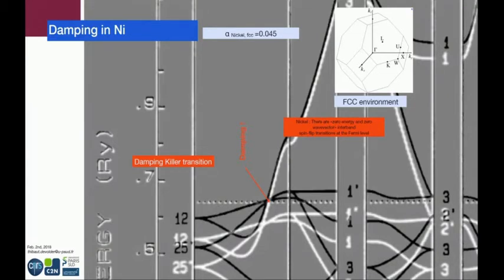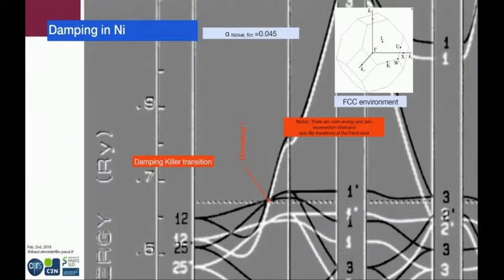This large value of the damping of nickel is the reason why not many people use nickel for microwave applications of magnetism. Instead they will use permalloy, so they will substitute some of the nickel atoms with iron atoms. And if you remember the periodic classification of elements, if you replace a nickel atom by an iron atom, which is on its left, you're removing electrons from the system.